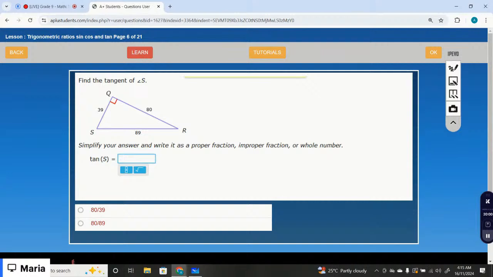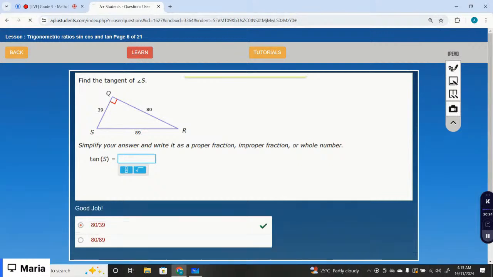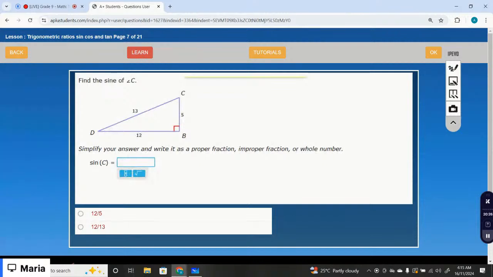Find the tangent of angle S. So which is the correct option? That is opposite divided by adjacent. So option number 1 is the correct option. That is 80 over 39. Okay, you can complete the lesson by yourself later today. Let me just move on to the next lesson.